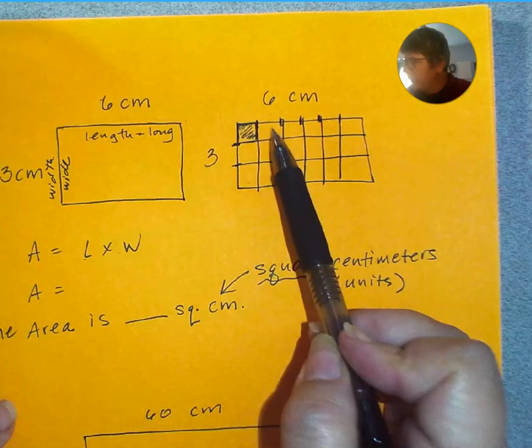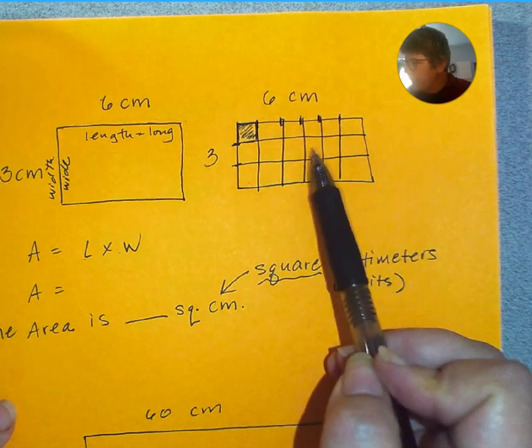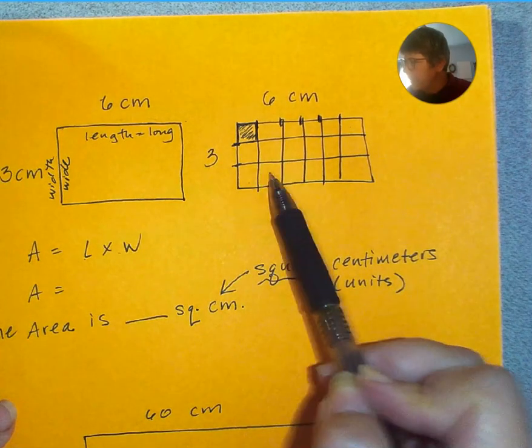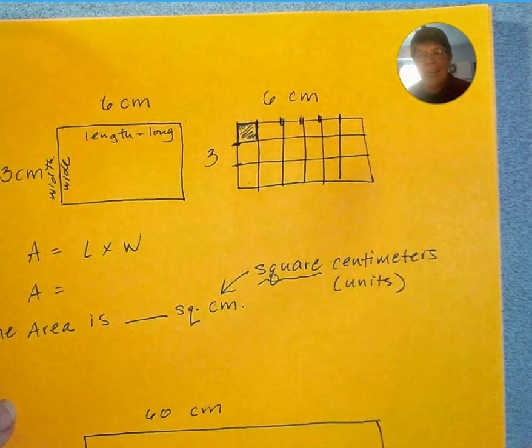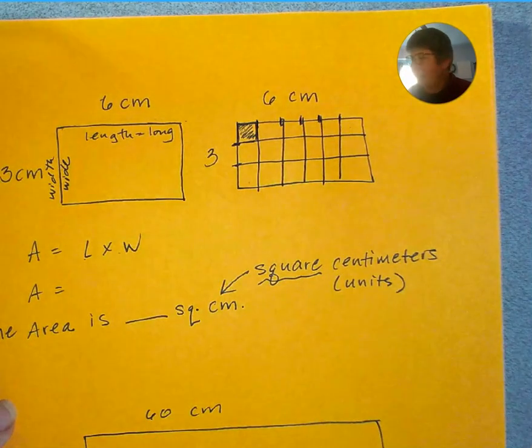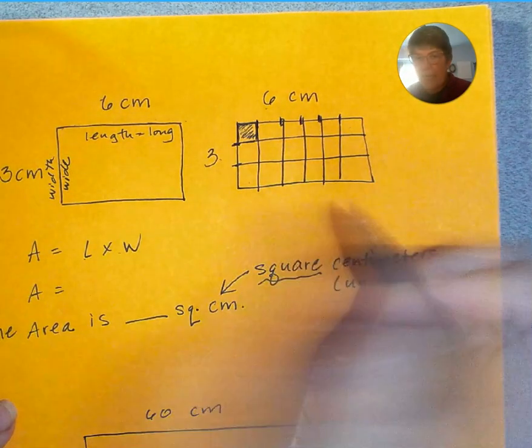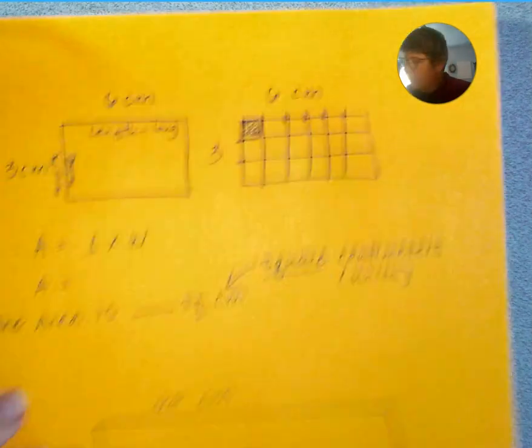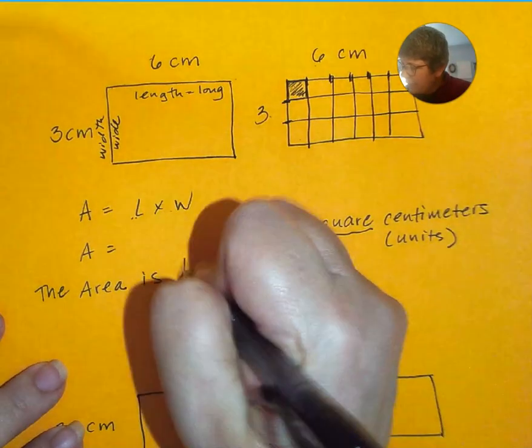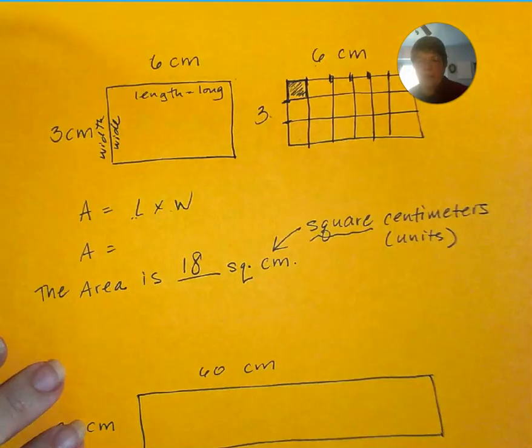1, 2, 3, 4, 5, 6, 7, 8, 9, 10, 11, 12, 13, 14, 15, 16, 17, 18. And you might have been yelling at your screen because it's 6 times 3, or the length times the width, which is 18 square centimeters, right?